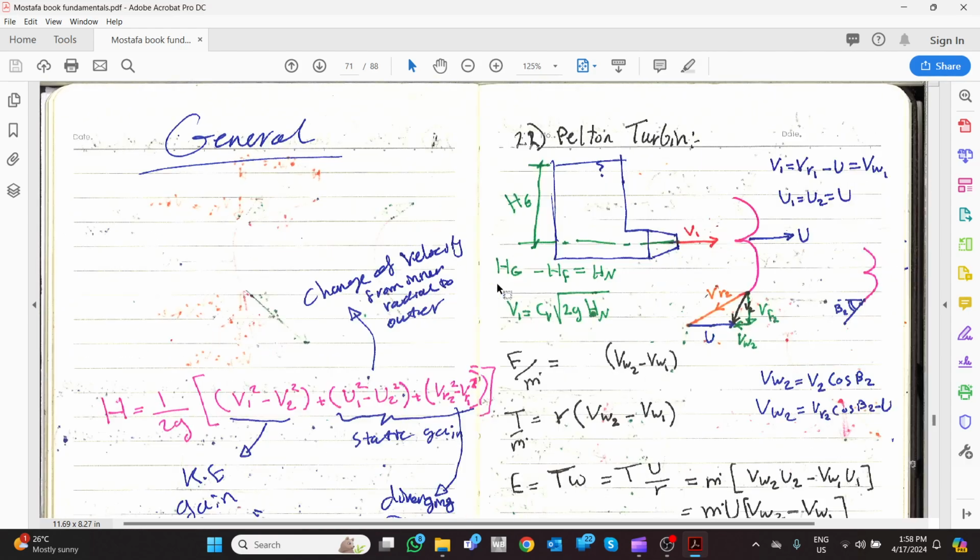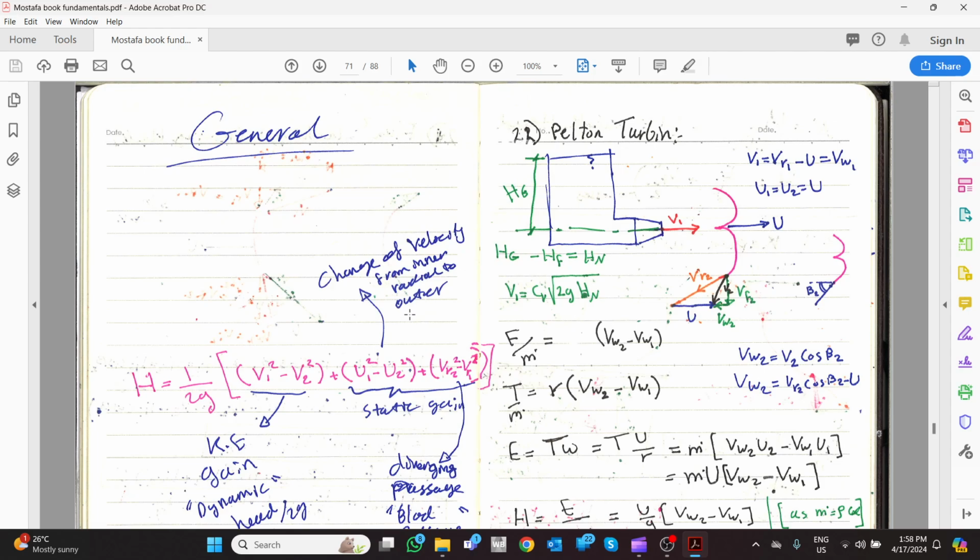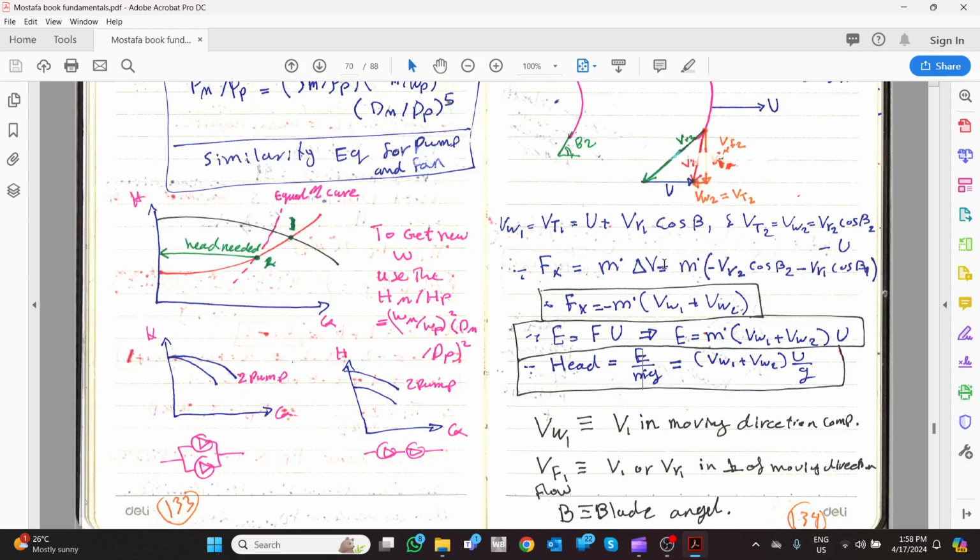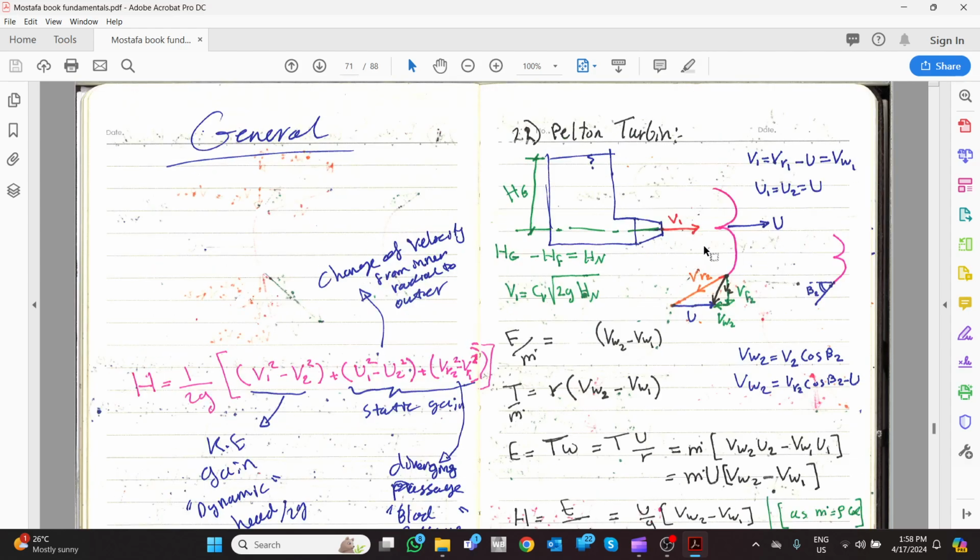Okay. This equation will return at the end, after we finish all the machinery, not now. So let's have the first actual application.